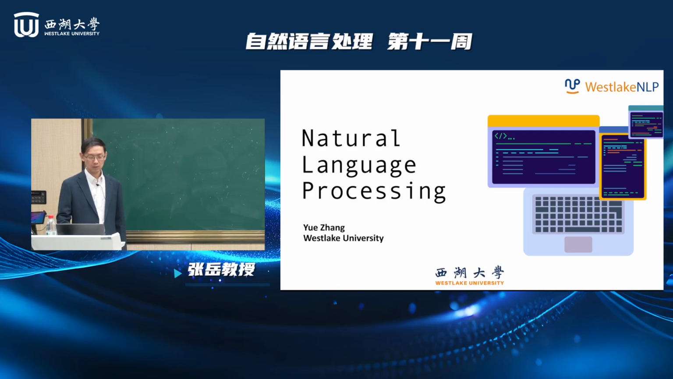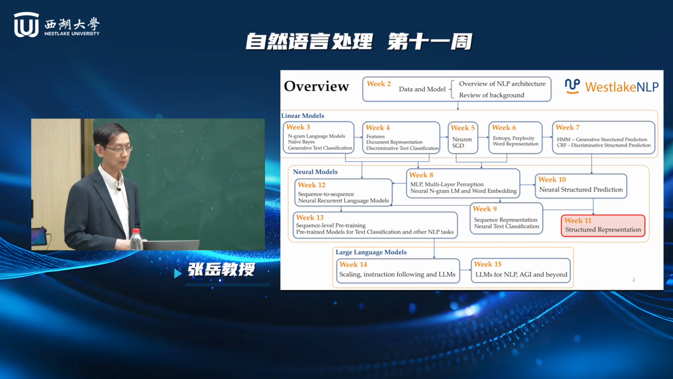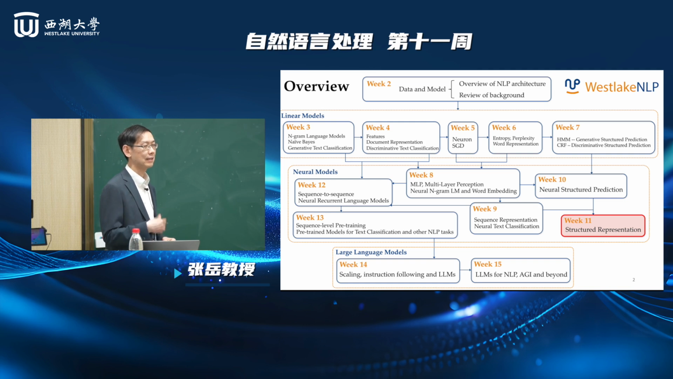Okay, so we are talking about neural network methods. So we learned basically how to build a multi-layer perceptron for text classification, and how to train word embeddings, how to represent sequences for text classification, and we learned how to predict structures, right, last week. So this week, we learn how to represent structures because you want to make use of the structures.